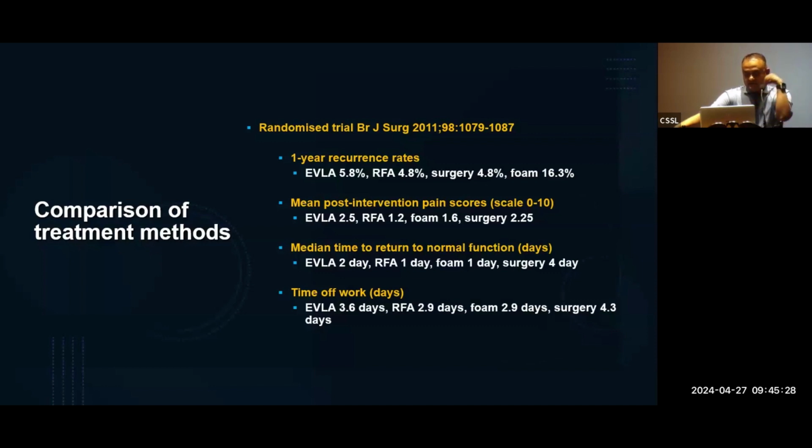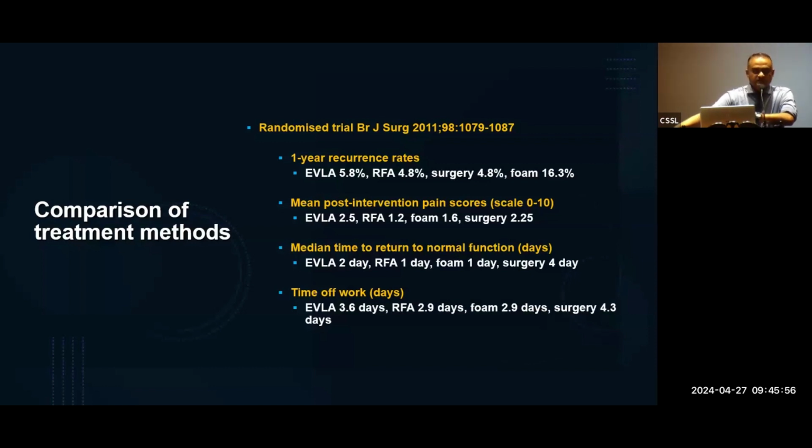The median time to return to normal activity, again, surgery 4 days, as you can expect, due to the spinal anesthesia, the 2 groin cuts if it's a bilateral, and so on, compared to EVLA, which is 2 days, and RFA 1 day, foam 1 day. Time off work, similarly, significant differences: surgery 4.3 days, EVLA and RFA 3.6 and 2.9 days.